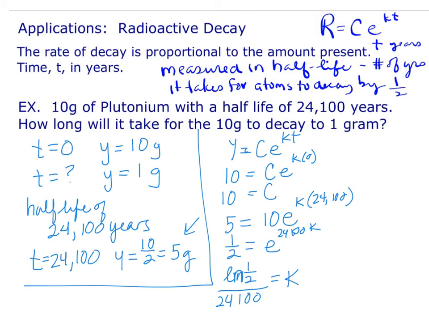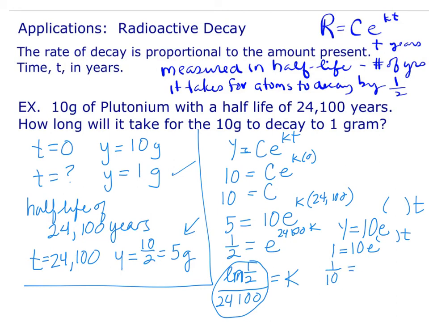So I rewrite my formula, and I'm kind of running out of room here, but I have y equals 10 e to the this times t. All right, and so I know what y is, right? I'm using this. So 1 equals 10 e to the, right? So this is 1/10 e to that times t.